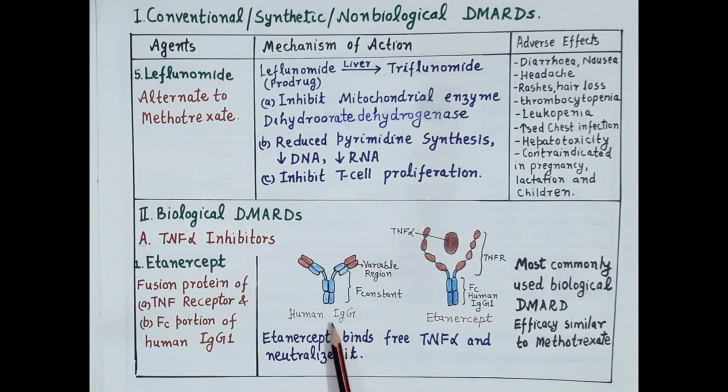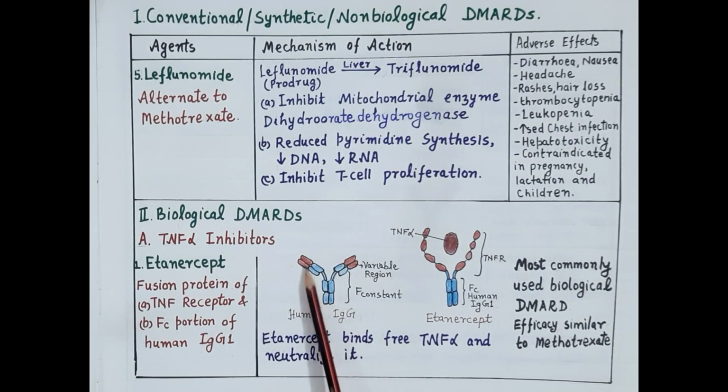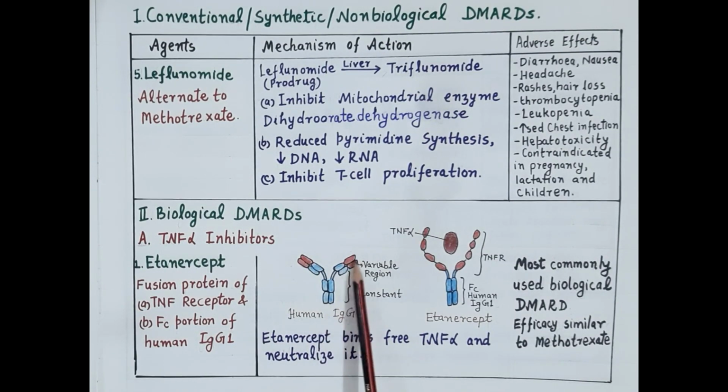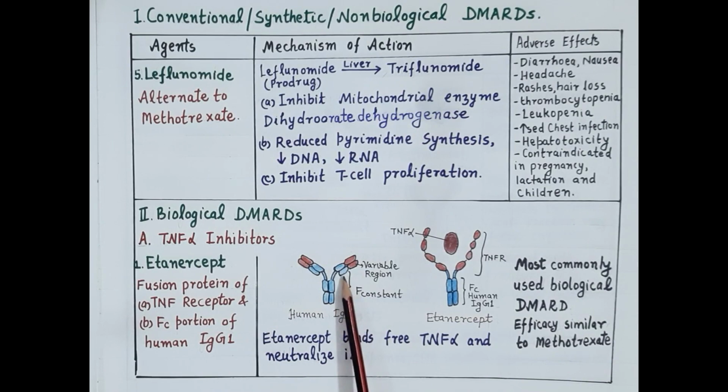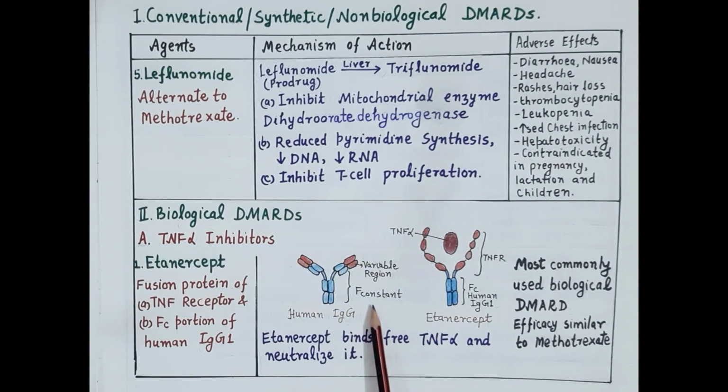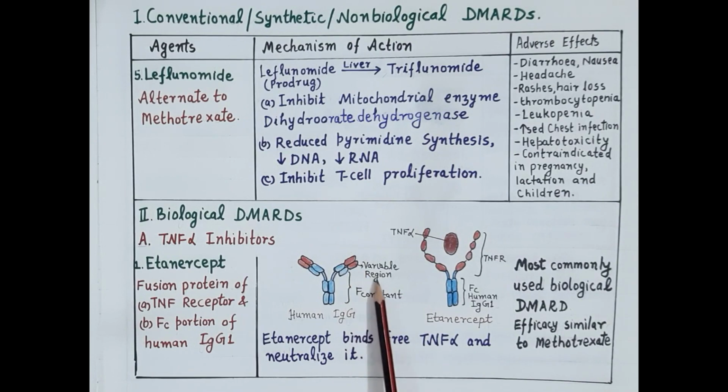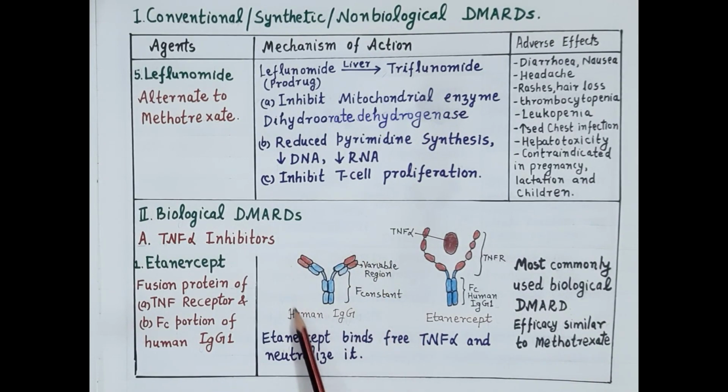Now, look at this figure. It shows human immunoglobulin G. It shows the structure of the antibody. Now, this human immunoglobulin G has two heavy chains and two light chains. Region in the blue is the constant fraction, that is Fc, while region in the red is the variable region. So, this is the structure of human immunoglobulin G.